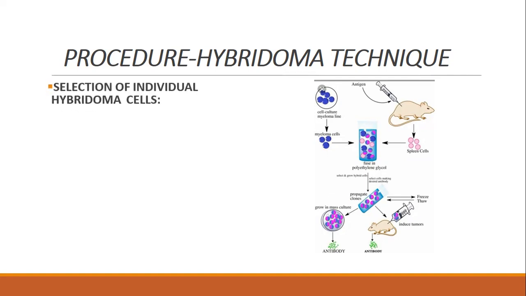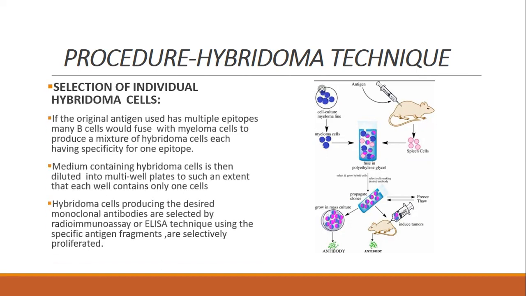So now, the selection of individual hybridoma cells: how will we select them? If the original antigen used has multiple epitopes, many B cells would fuse with myeloma cells, definitely, to produce a mixture of hybridoma cells, each having specificity for one epitope. At the very beginning, we give the antigen to stimulate the B cells. Now, to get the specific monoclonal antibody for a specific antigen, we will use a very specific epitope. The antigen epitope must be specified so that it does not produce multiple antibodies. Now, we will try to separate cells in such a way that we get a particular individual hybridoma cell.